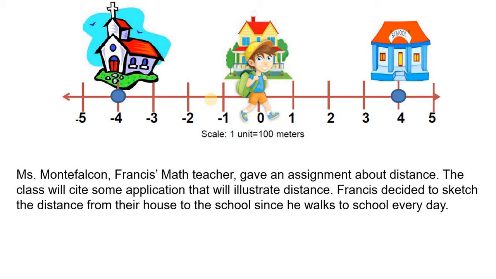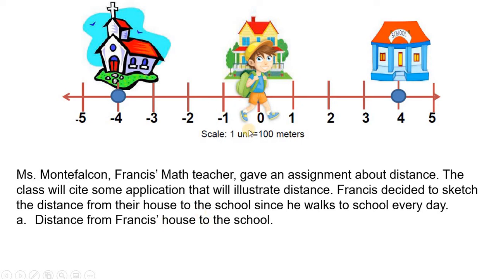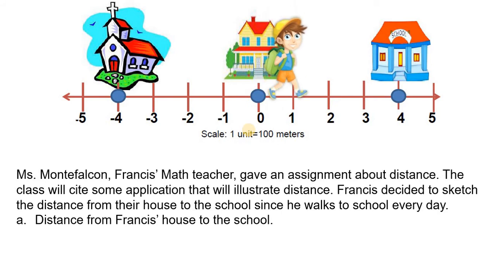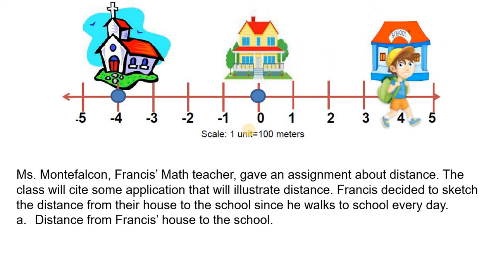Okay? So, the first one, let's find the distance from Francis' house to the school. So, what is the distance? Okay, so since 4 units from 0, from the house to the school, yung distance, so that is 400 meters. Okay, kasi nga yung 1 unit is equivalent to 100 meters.